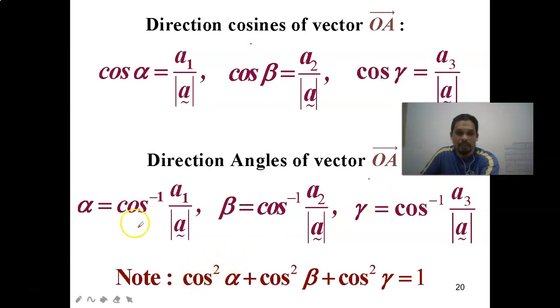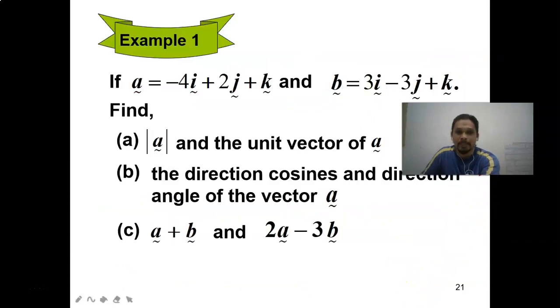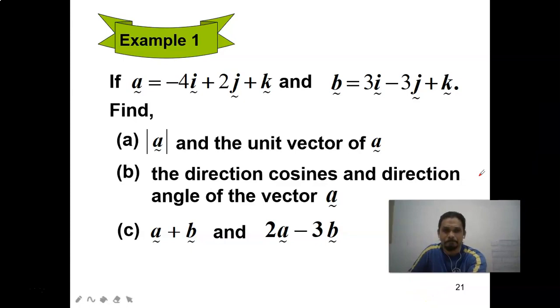And note that cos square alpha plus cos square beta plus cos square gamma equals 1. Okay, there is a given example here. If vector A equals negative 4i plus 2j plus k, and vector B is given as 3i minus 3j plus k, find the absolute value of vector A and the unit vector of A. So let's continue.